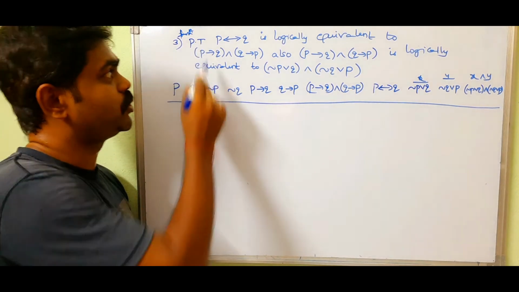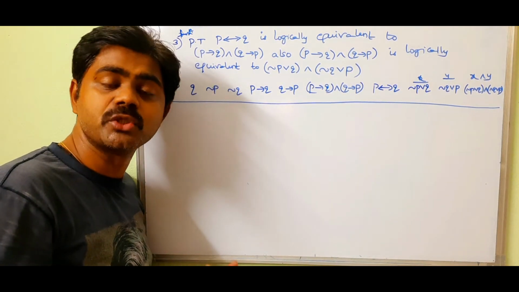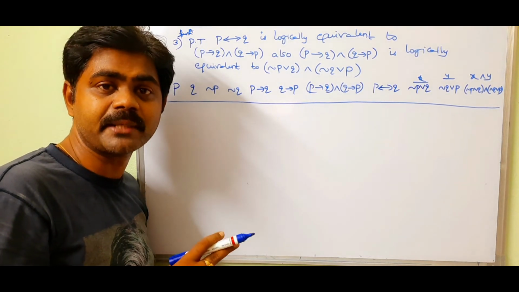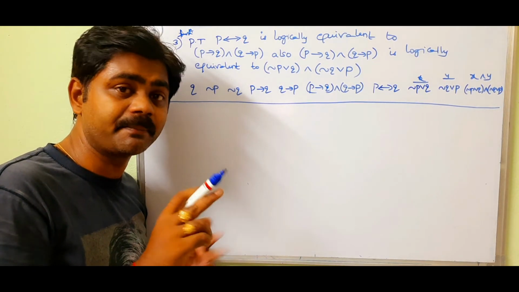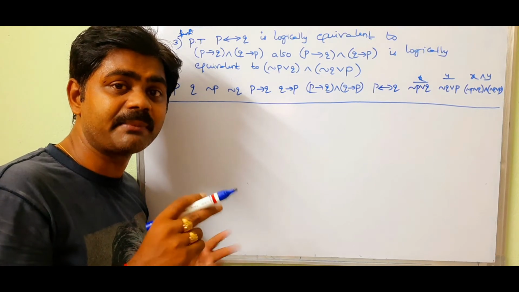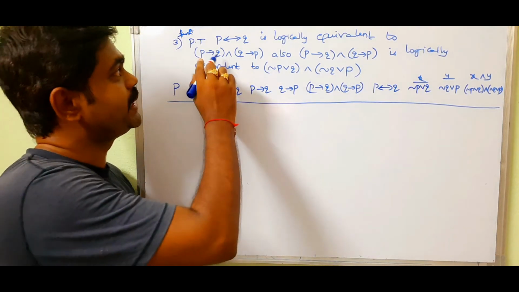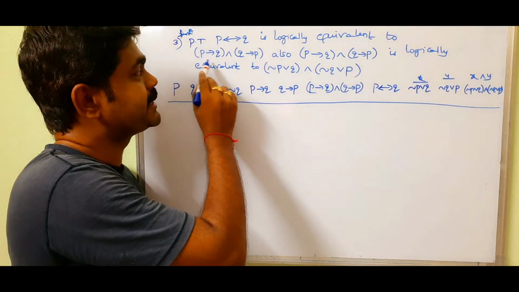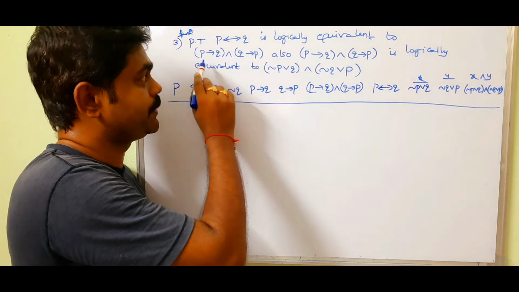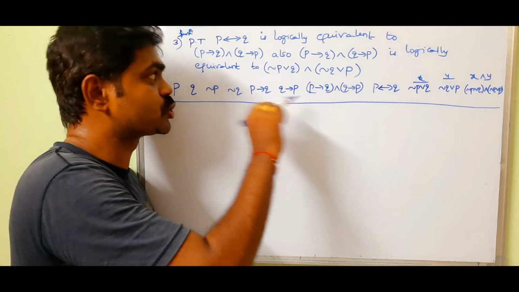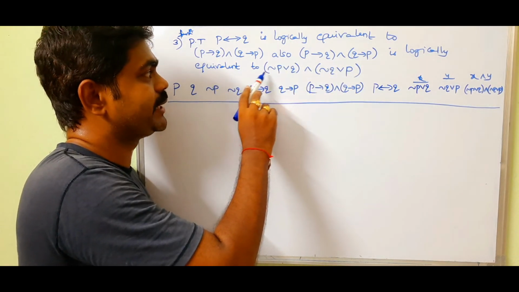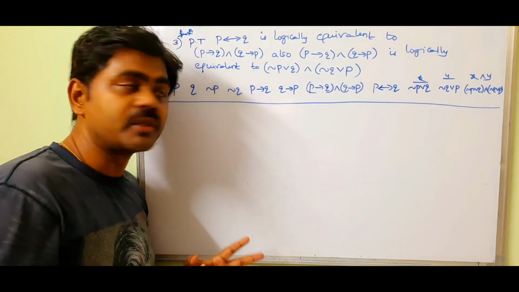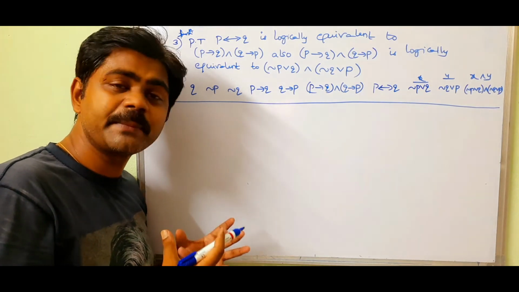So here, prove that P double implies Q. What does it mean? It's biconditional. So P double implies Q. Previously we have seen P implies Q. Now it's P double implies Q. So prove that P double implies Q is logically equivalent to (P implies Q) and (Q implies P), and also is logically equivalent to (negation P or Q) and (negation Q or P).